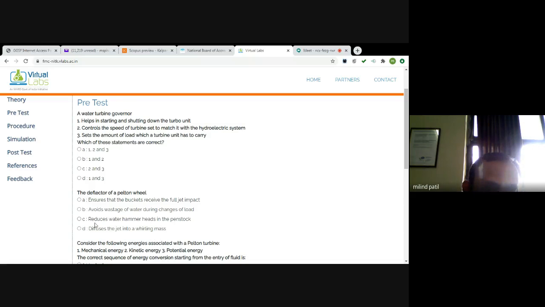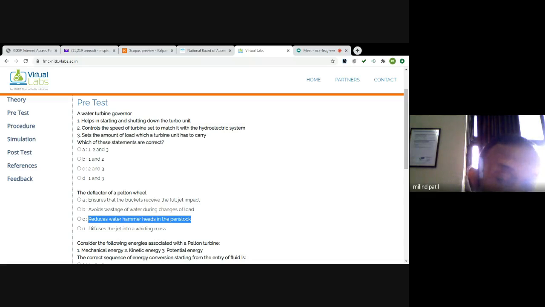The correct answer is yes, this is the correct answer: reduce water hammer head in the penstock. Remember why we are providing the deflector. Many times, suppose the load on the turbine is decreased suddenly, what will happen? The turbine rotor will start running at a very high speed, and that we don't want because the generator must produce electricity at a constant frequency of 50 hertz, and that needs synchronization and constant speed. So I must reduce the turbine speed.